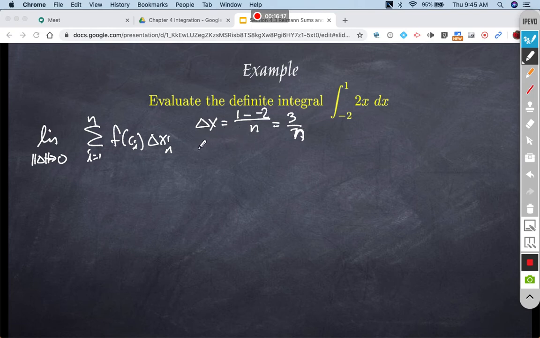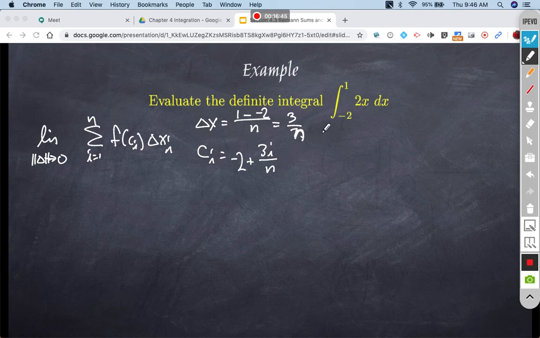We're going to, again, use the right side because that's often the easiest way to do it. So my c sub i is going to be, we have this 3i over n, but we have to start with the beginning of my interval. So I have negative 2 plus 3i over n.